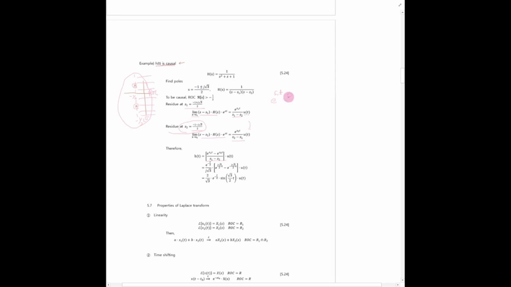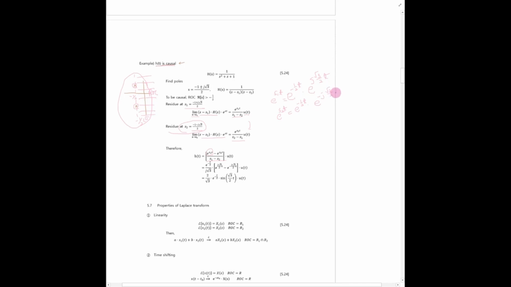And for s1 and s2, you know that e to the s1t means s has -1.5, so e to the -1.5t times e to the j square root 3 over 2 t. This one is e to the s1t. That's this part. And e to the s2t will be e to the -1.5t times e to the minus j square root 3 over 2 t.